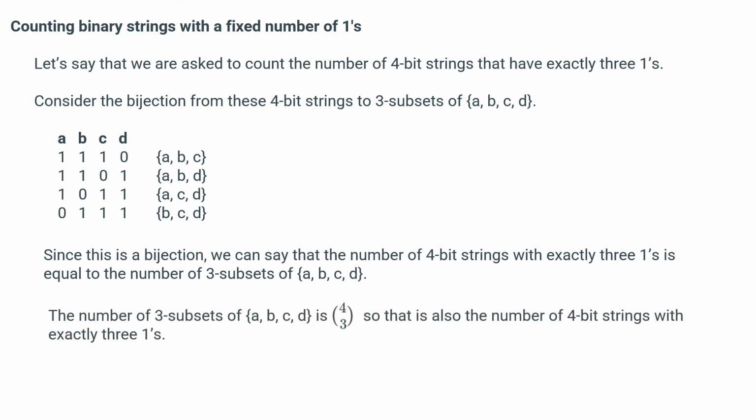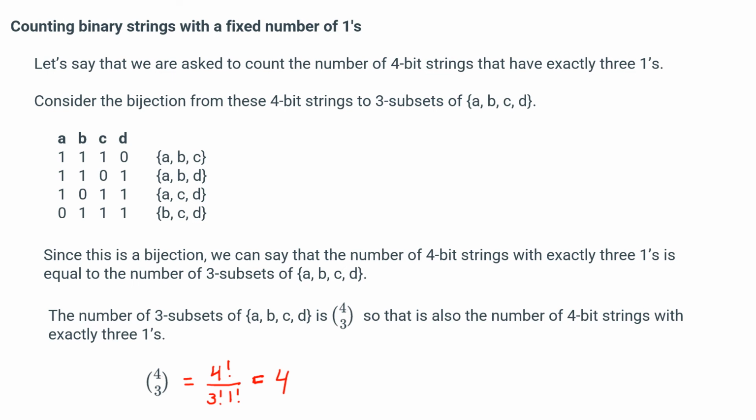Now we know how to find the number of subsets of size 3 out of a set of 4. That would just be 4 choose 3. So we know that since there's this bijection, that's also the way we would find the number of 4-bit strings with exactly 3 ones. So we could say the answer would be 4 choose 3, and we could go ahead and find that answer, and we would end up, after canceling everything, with just a 4.